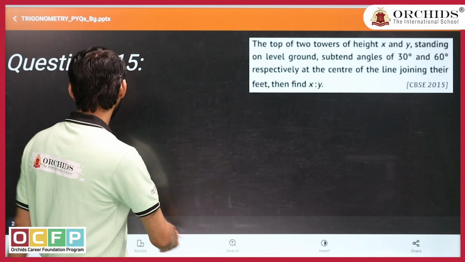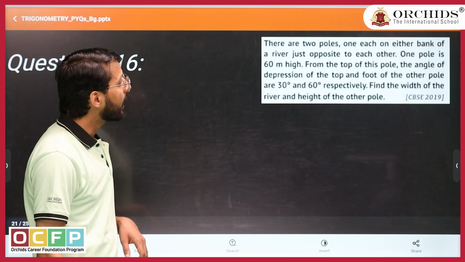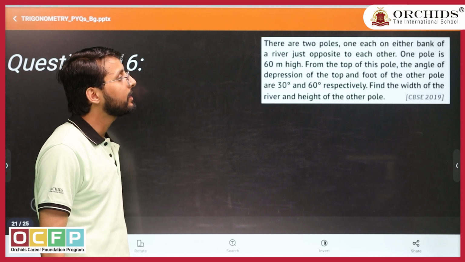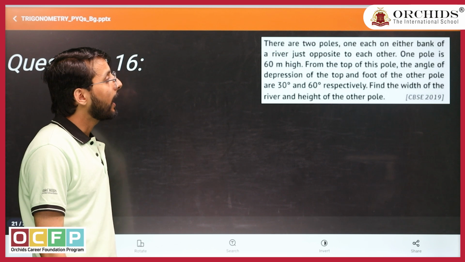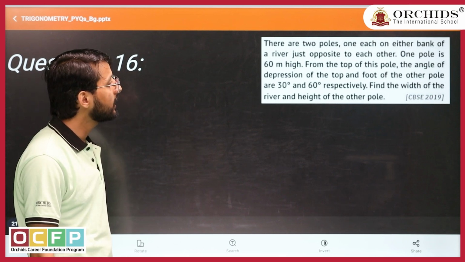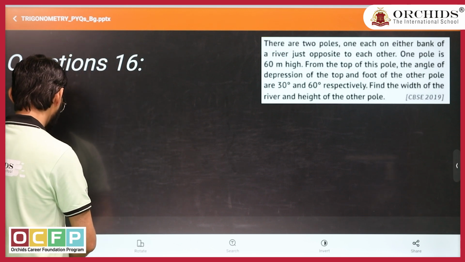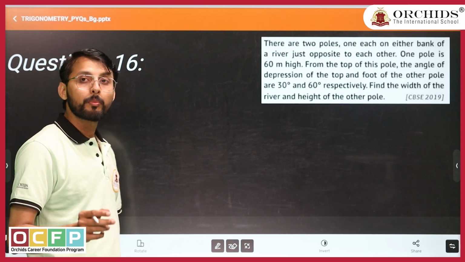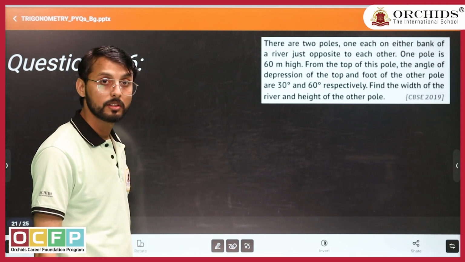First read this question number 16. There are 2 poles, one each on either bank of a river, just opposite to each other. One pole is 60 meters high. From the top of this pole, the angles of depression of the top and foot of the other pole are 30 degree and 60 degree respectively. Find the width of the river. So if you have read the question, take a pause of 1 minute and draw the diagram. Let's see who will draw the diagram first.